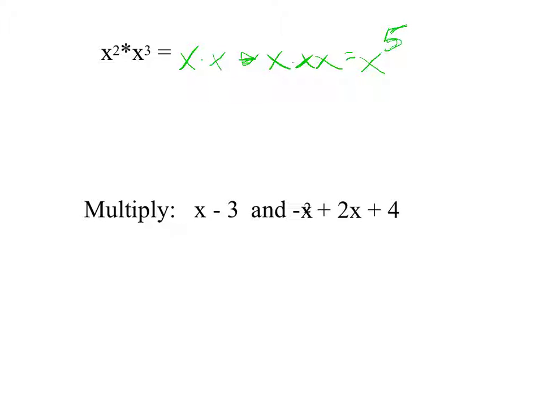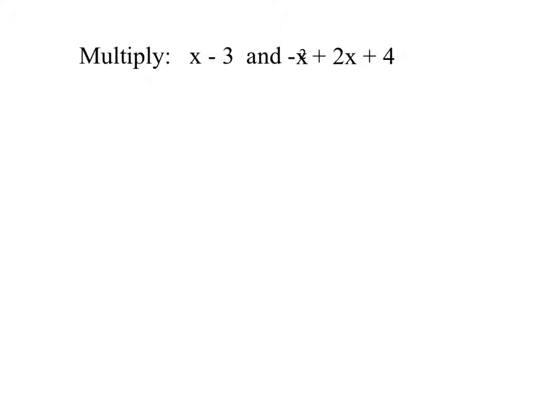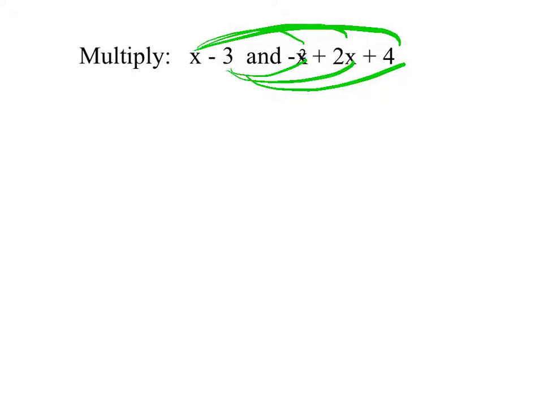So now if we look at multiplying big polynomials here, I have x minus 3 times negative x squared plus 2x minus 4. Now you could do something we call FOIL, only here it's like FOIL because there's so much going on. What we have to do is we have to take x times all of that stuff, and we have to take negative 3 times all of that stuff.